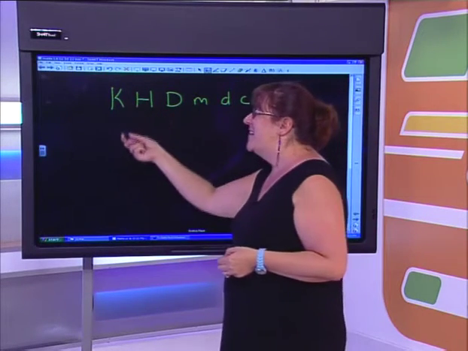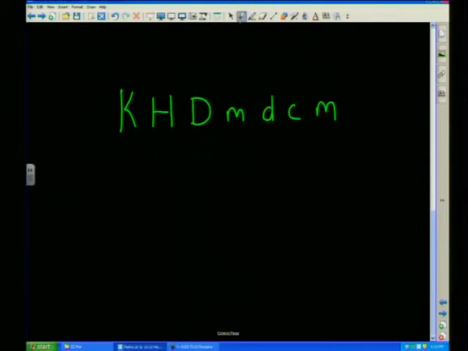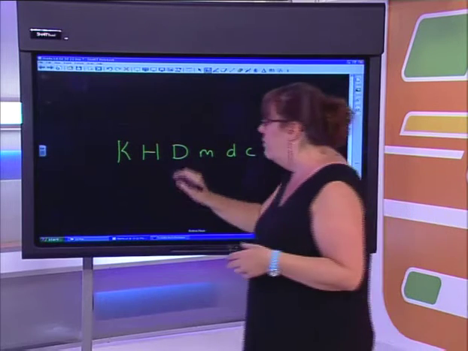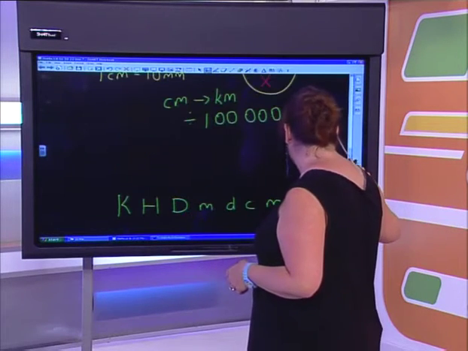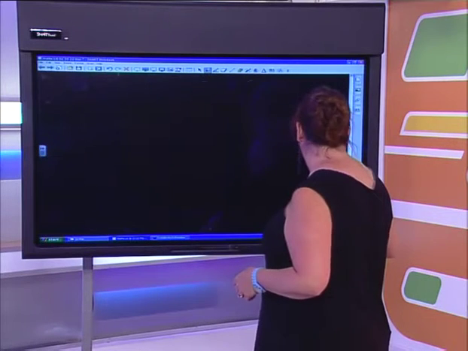But anyway, we've got kilometers, hectometers, decameters, meters, decimeters, centimeters, and millimeters. So those are the conversions. We really only need, now what happened to my space? We really only need, going up too far, okay.